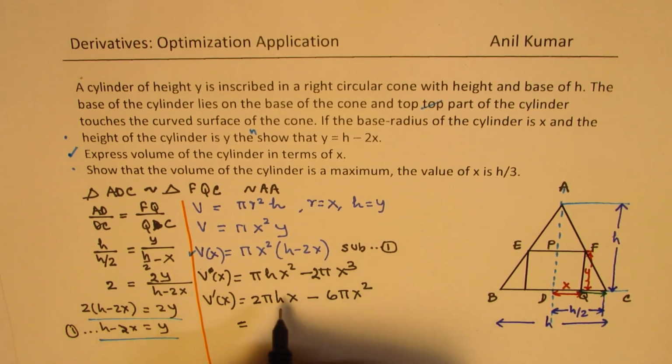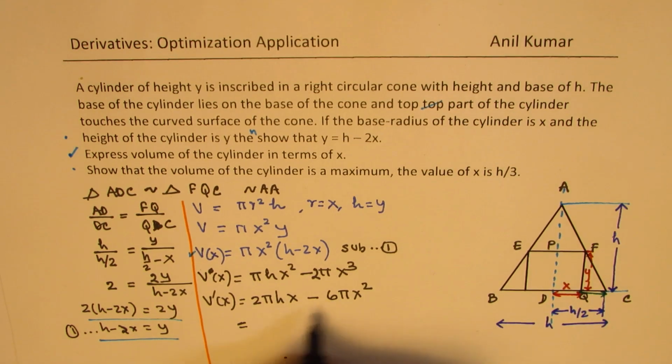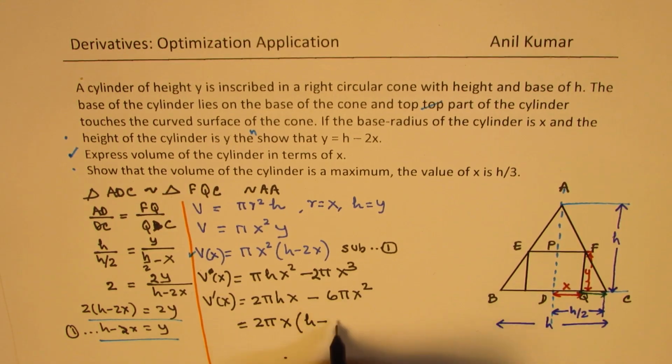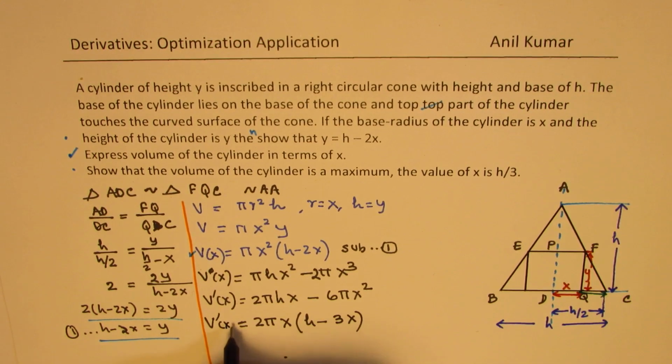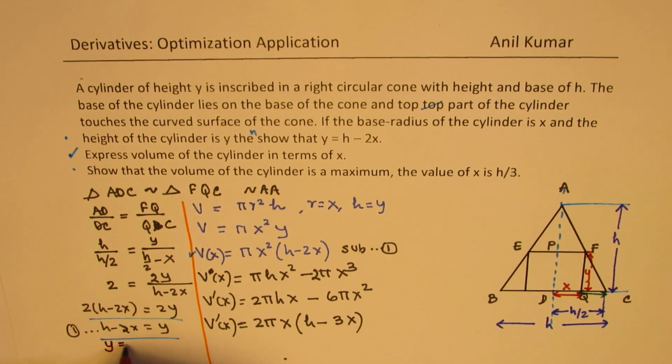And you can factor 2 pi here. So when you factor 2 pi, you can factor x also. You get h minus 3x. So that becomes the derivative. Now from this derivative, we can find the critical numbers, right? So we just proved here that y is equal to h minus 2x.